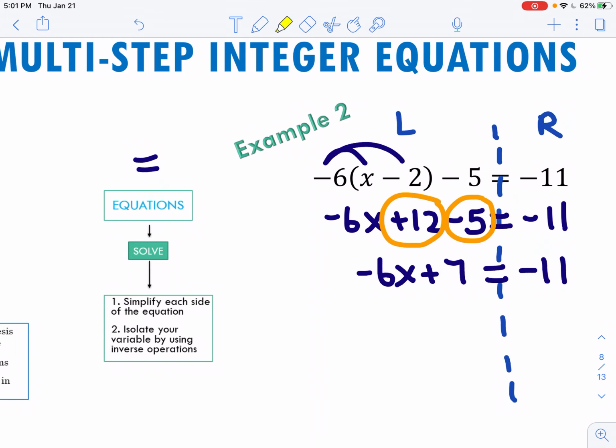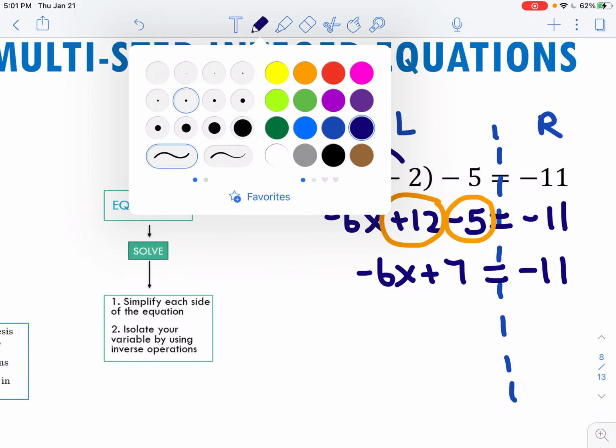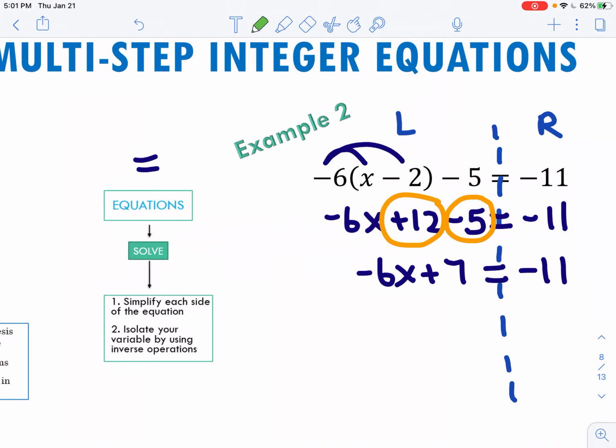Now once again, I'm going to go back and reset. Can I simplify my left side? Can I simplify my right side? Can I distribute? Can I combine like terms? No. So finally, we can now use inverse operations. So I'm going to change this to light green. I'm going to show all my inverse steps in light green. We're going to go through that whole process.